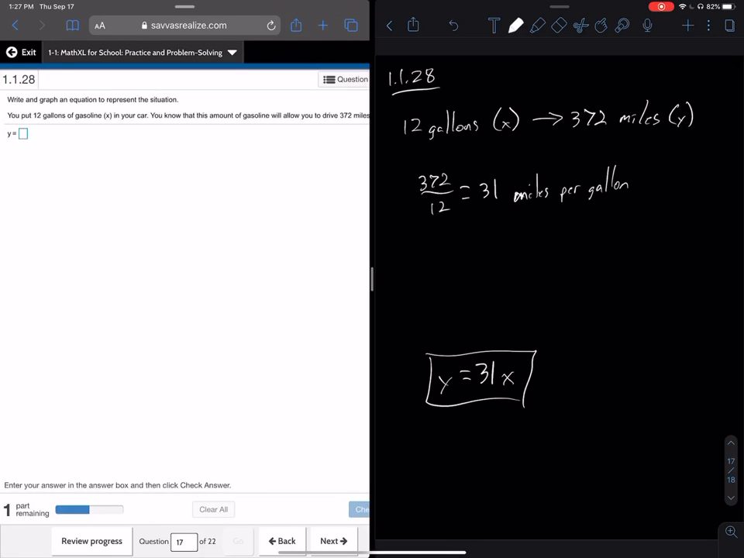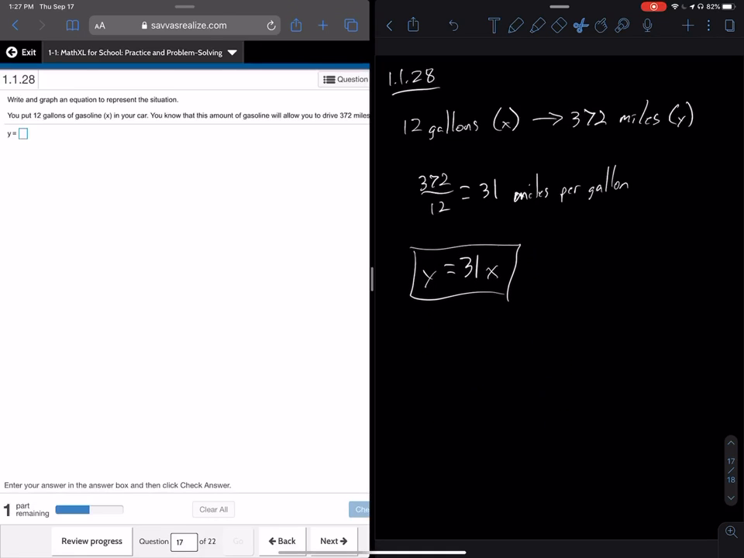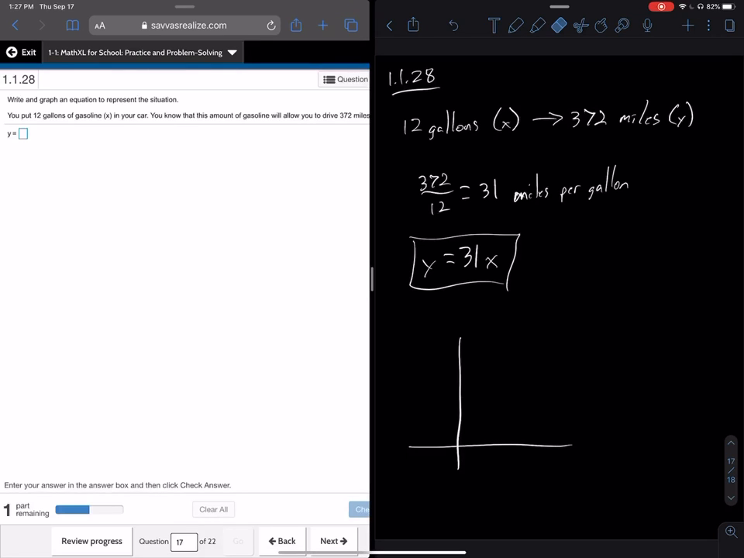It says write and graph an equation to represent the situation. You put 12 gallons. So we have our formula. Now they do ask us to graph this. So what we want to do is draw some kind of sketch here. We really only need this top right quadrant. And the reason for that is we can't have negative gallons and we can't have negative miles. So we don't have to worry about any of that.